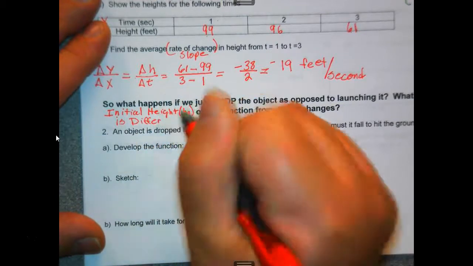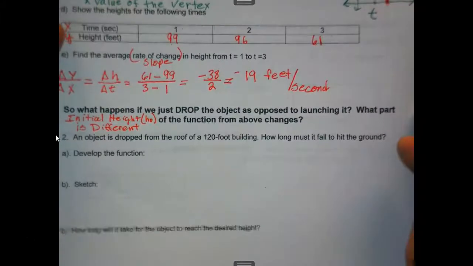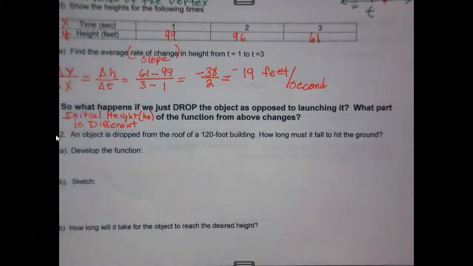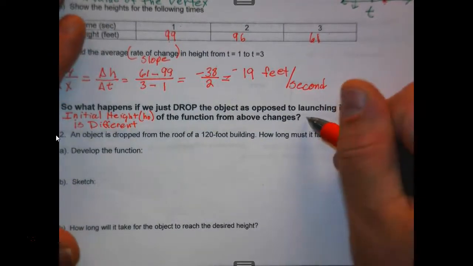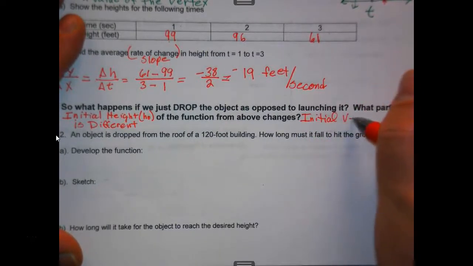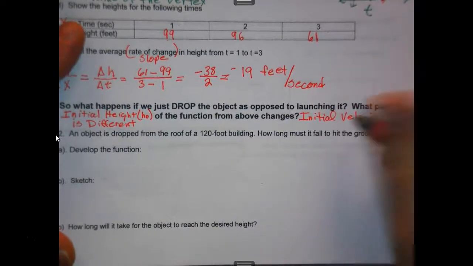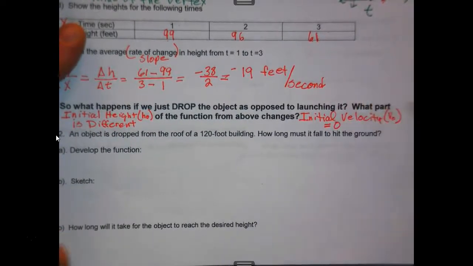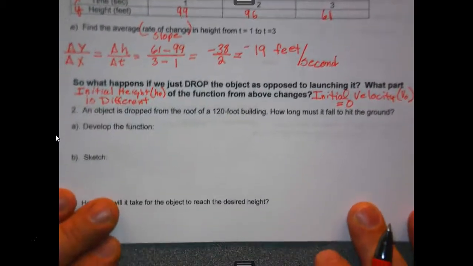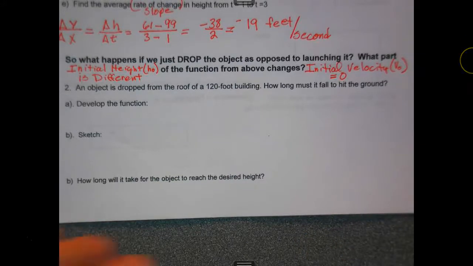What else is going to be different here? It's not going to be at a speed when we let go, right? So the initial velocity, represented by v sub 0, is going to be 0. So that's the difference between the two problems.